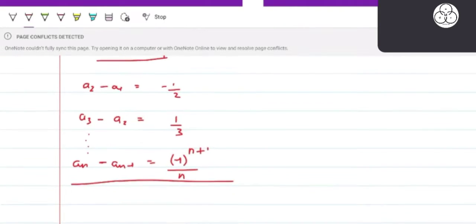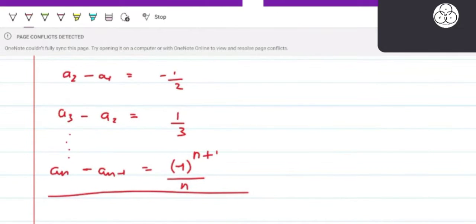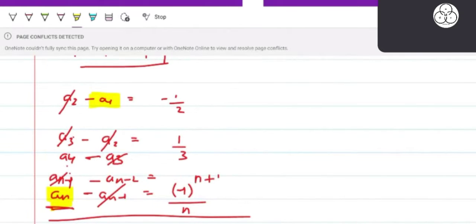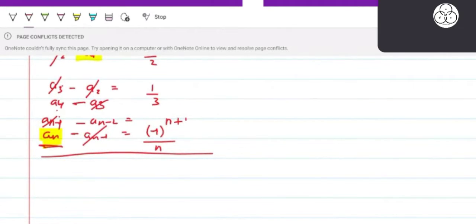All other terms, as you can see, will get cancelled out. A2 cancels, A3 cancels, because the next term gives A4 minus A3. This will also be cancelled out, because here we will get a(n-1) minus a(n-2) equals something. So that will be cancelled out. Only an and a1 are not going to be cancelled out.